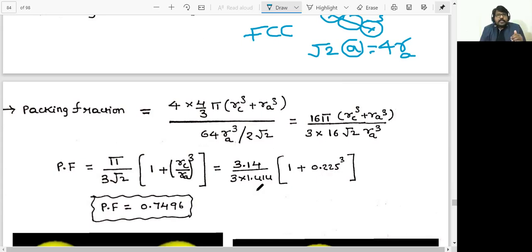So the radius of a tetrahedral void is always taken as 0.225 times the radius of the particle. So here (RC/RA)^3 can be replaced with 0.225, and the packing fraction is 0.7496.